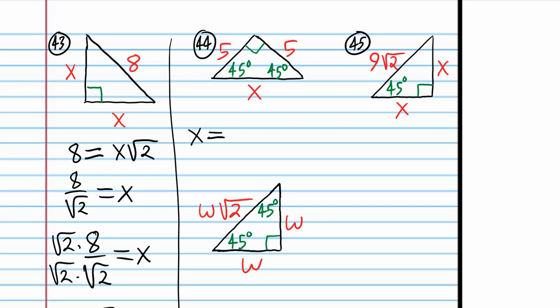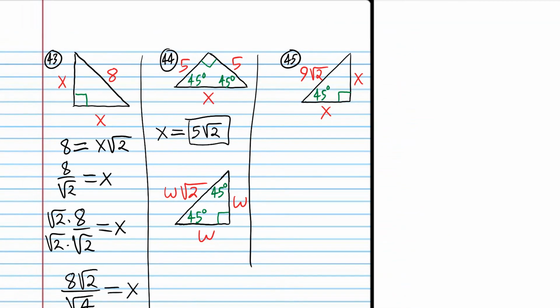All right, we're back. So we know that the sides opposite 45 degrees are 5. They're both 5. So this figure here tells us that the hypotenuse must be that number times root 2. So if you got 5 root 2, good job. That was an easy one. Now for 45, we're kind of going backwards. So try number 45, and when you come back, we'll do it together.